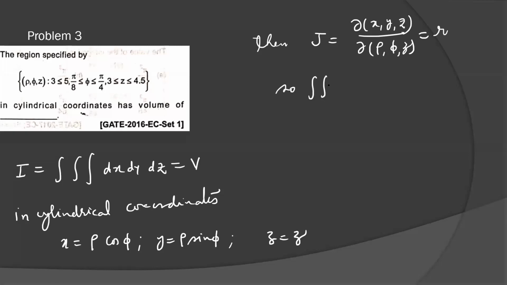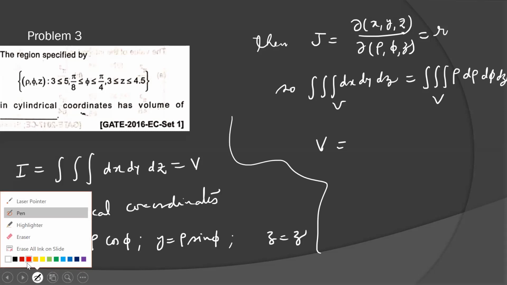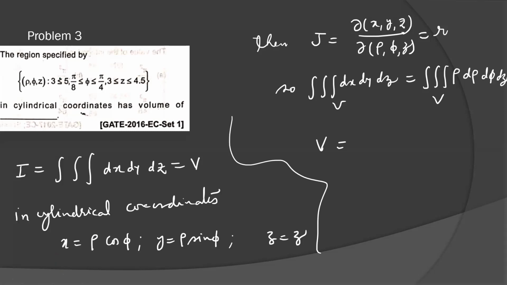So the volume integral dx dy dz changes in the cylindrical coordinate to rho d rho d phi dz. Some books use r in place of rho: r dr d phi dz. I'm taking phi coordinates. Now, a correction here in the question, it is a printing mistake. This is the limit of rho. Rho is from 3 to 5 here.